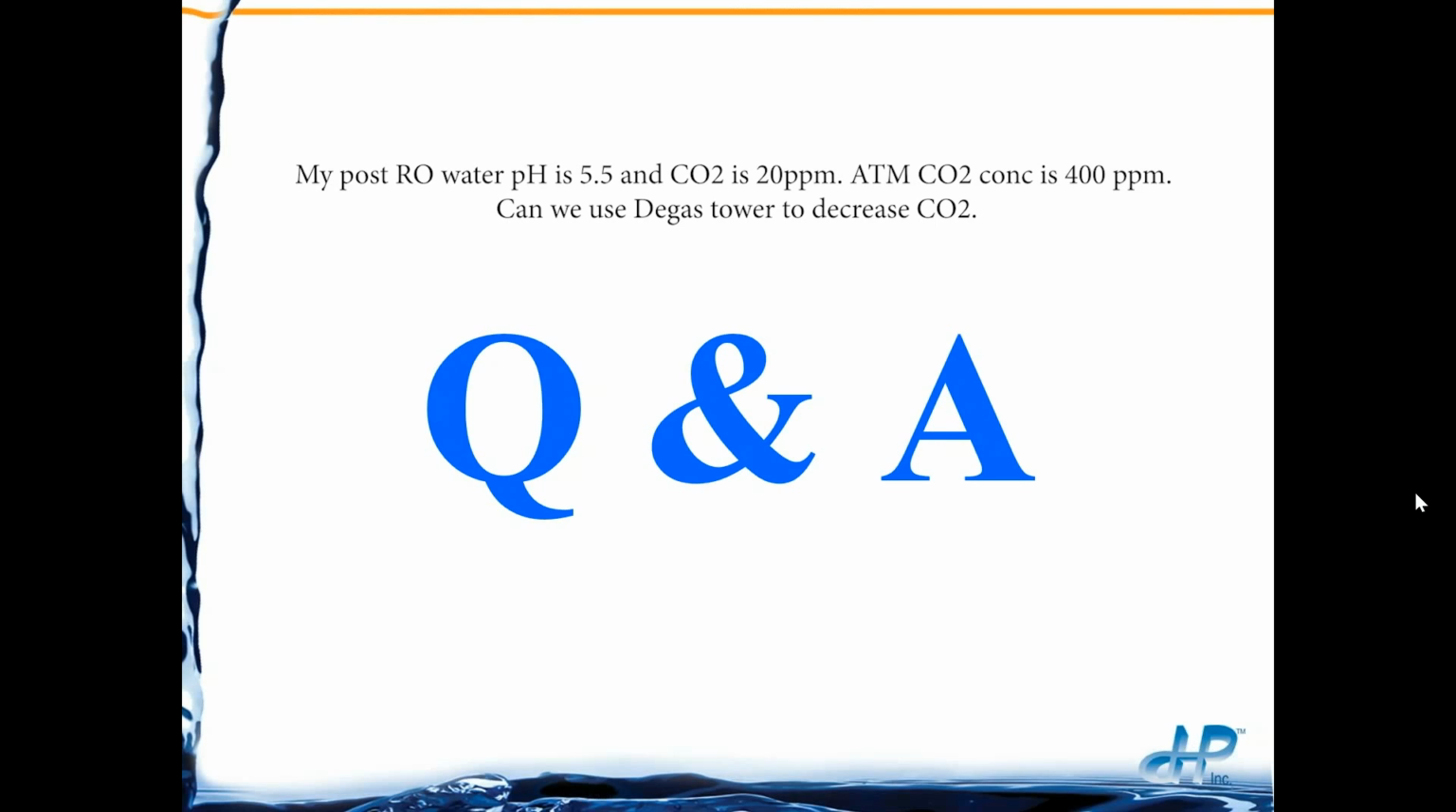My post-RO water pH is 5.5 and CO2 is 20 ppm. Atmosphere CO2 concentration is 400 ppm. Can we use a degasification tower to decrease CO2?